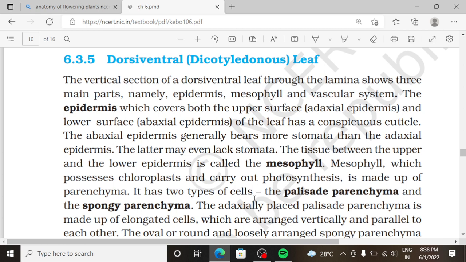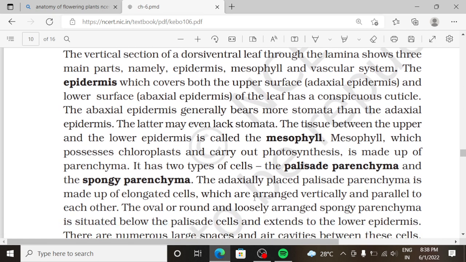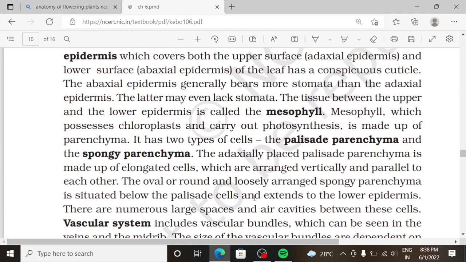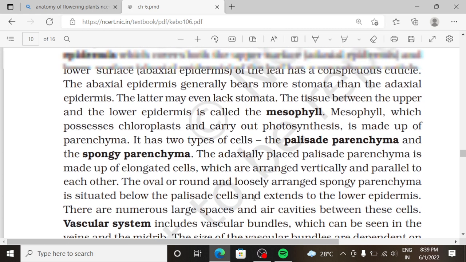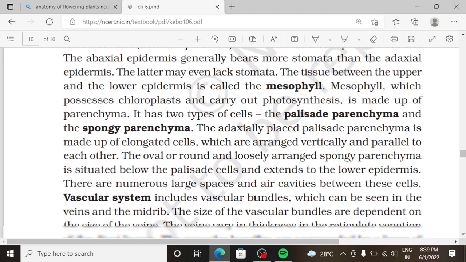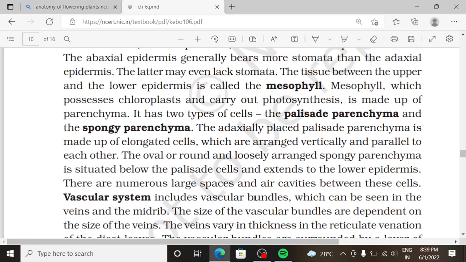Now, dorsiventral, that is dicotyledonous leaf. The vertical section of dorsiventral leaf through the lamina shows 3 main parts, namely epidermis, mesophyll and vascular system. The epidermis, which covers both the upper surface, that is adaxial epidermis, and lower surface, that is abaxial epidermis of the leaf, has a conspicuous cuticle. The abaxial epidermis generally bears more stomata than the adaxial epidermis. The latter may even lack stomata.